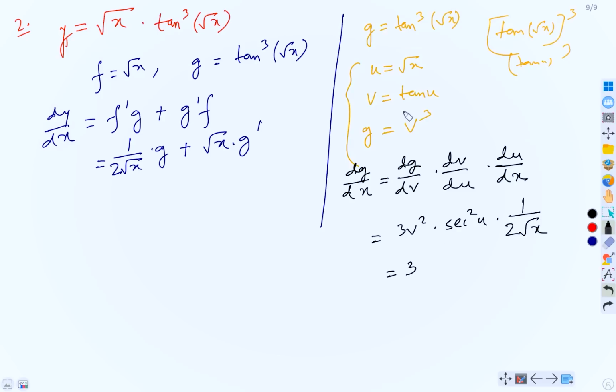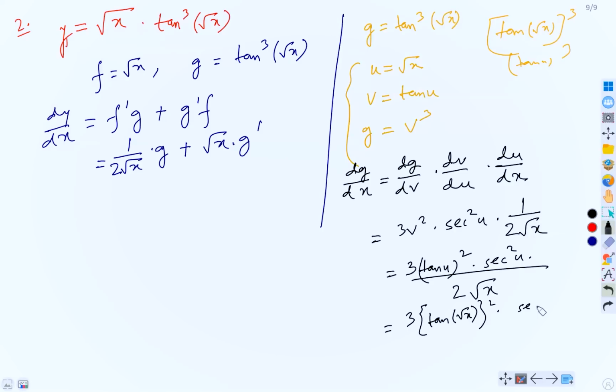3, our v is tan u, secant square u by 2 root x. 3, now our u is root x, so tan root x whole square times secant square root x times 1 by 2 root x. Now substitute the value here. We are done.